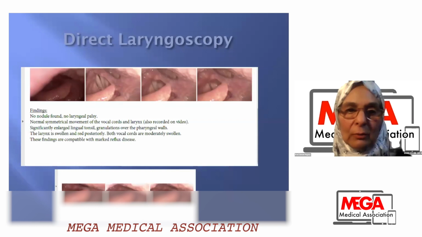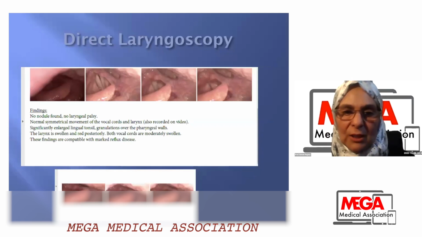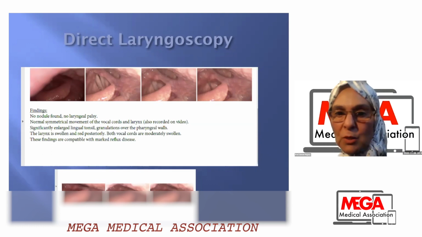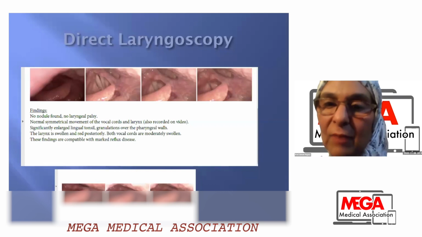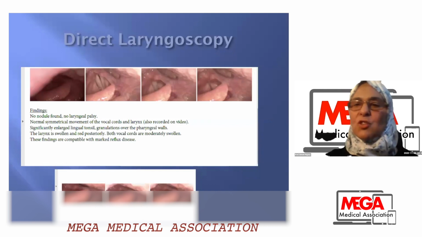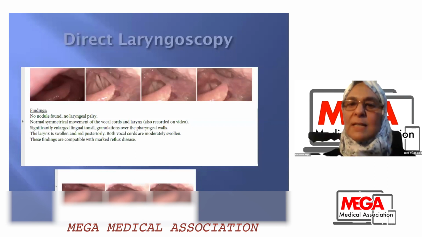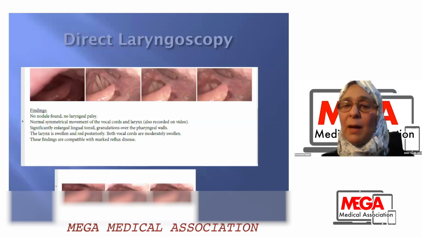No nodule found, no laryngeal palsy, normal symmetrical movement of the vocal cords and larynx. The video was not available from the doctor, sorry. Significantly enlarged lingual tonsil, granulations of the pharyngeal wall. The larynx is swollen and red posteriorly. Both vocal cords are moderately swollen. These findings are compatible with marked reflux disease. So this solved the first puzzle for us. It was not the harshness of voice because of a malignant nodule invading the vocal cord, or a palsy of the nerve supplying the vocal cords.